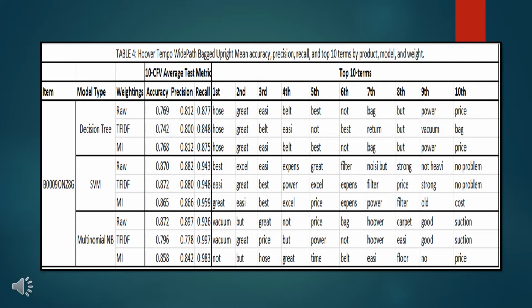So you can see it's noisy, but you can see that it mentions that it's a vacuum, it mentions the bag, the filter, the power, the suction as well, the hose, the belt. So these seem to be the features that reviewers are looking at when analyzing this product.